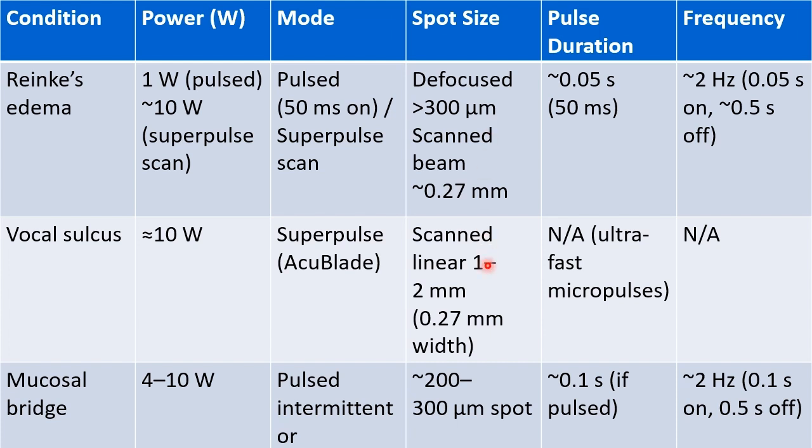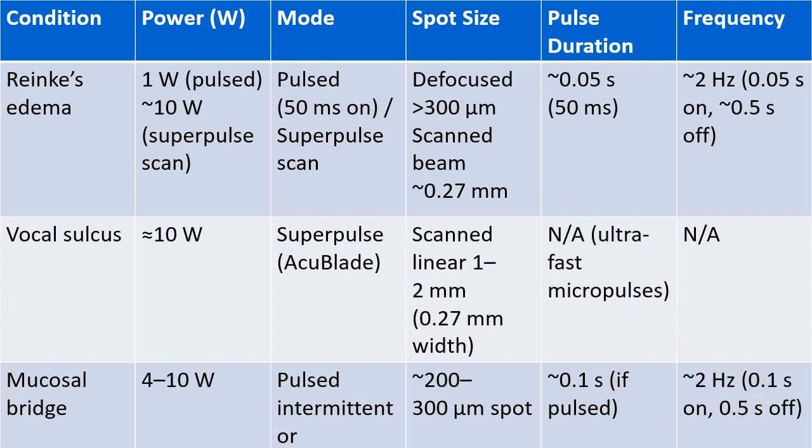In the vocal sulcus and the mucosal bridge, the cuts will usually be linear, like 1 to 2 millimeters, in order to deepithelialize the structures. Again, the pulse duration and the frequency is usually 50 milliseconds on and about 500 milliseconds off for the Reinke's edema. That's a very short pulse duration compared to the usual 100 milliseconds on, and again 500 milliseconds off for the other two conditions.